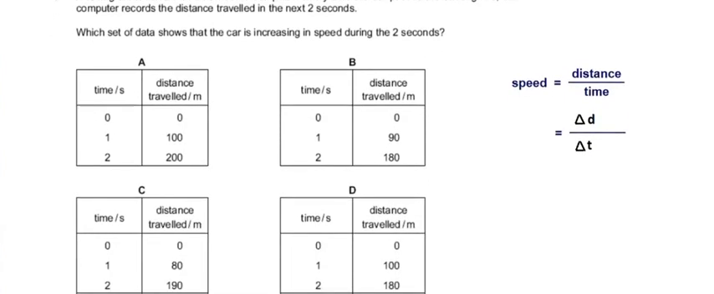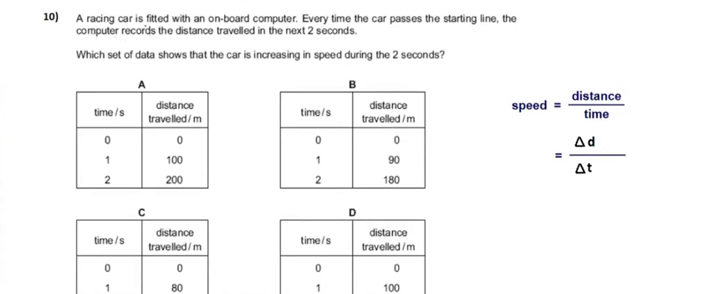And then our last question, question number 10. A racing car is fitted with an onboard computer. Every time the car passes the starting line, the computer records the distance traveled in next 2 seconds. Okay? Which set of the data shows that the car is increasing in the speed during the 2 seconds? So you can see this data is collected, the distance and the time, okay, and they are asking about when the car is increasing in the speed, okay, and the data is distance and time.